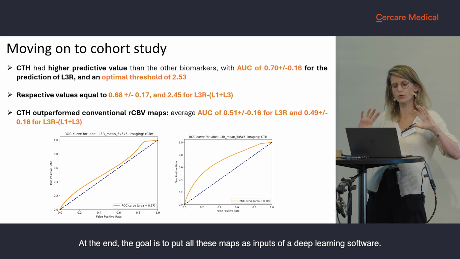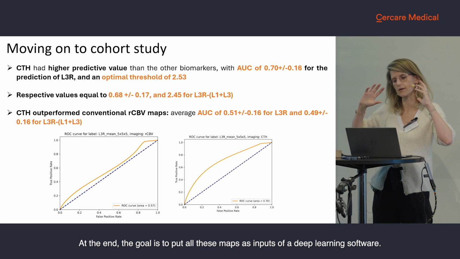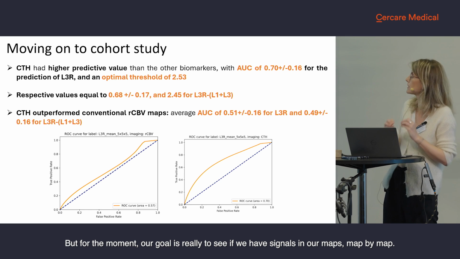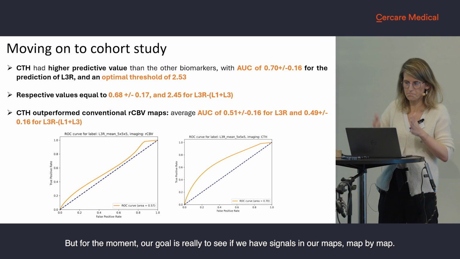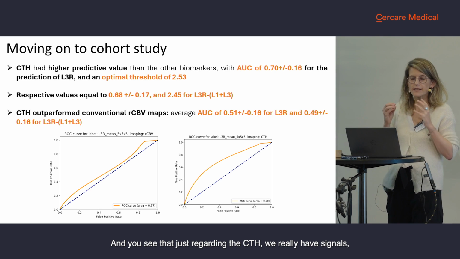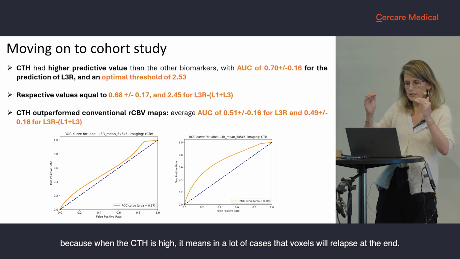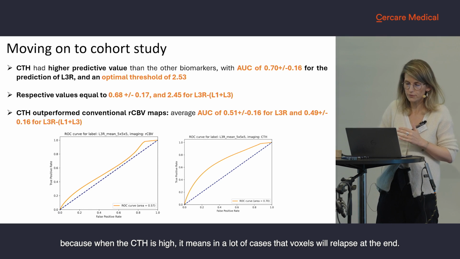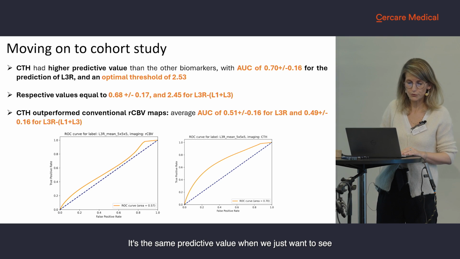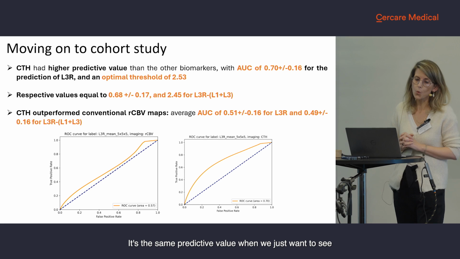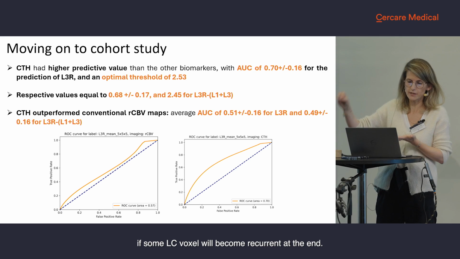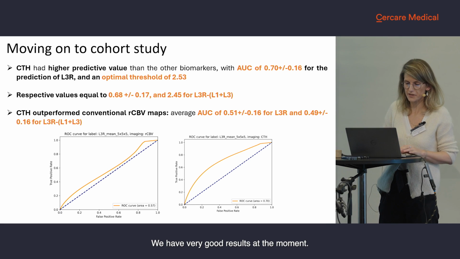You know that at the end, the goal is to put all these maps as inputs of a deep learning software. But for the moment, our goal is really to see if we have signal in our maps, map by map. And you see that just regarding the CTH, we have really signal because when the CTH is high, it means that in a lot of cases, voxels will relapse at the end. And you see that it's the same predictive value when we just want to see if some healthy voxel will become recurrent at the end, and we have quite very good results.